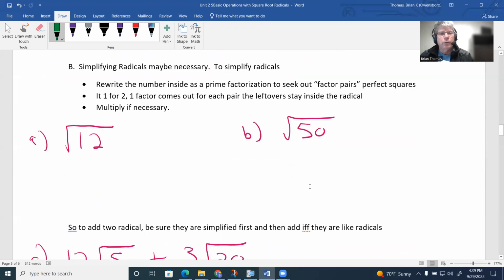Another thing we may have to do is what we call simplifying radicals. To simplify radicals means to search out perfect squares inside the radical. The way we do this is we rewrite the number inside as a prime factorization, and we seek out what we call factor pairs. These factor pairs represent perfect squares. It's kind of a 1 for 2 thing. One factor comes out for each pair, and then the leftovers stay inside the radical, and then we multiply if necessary.